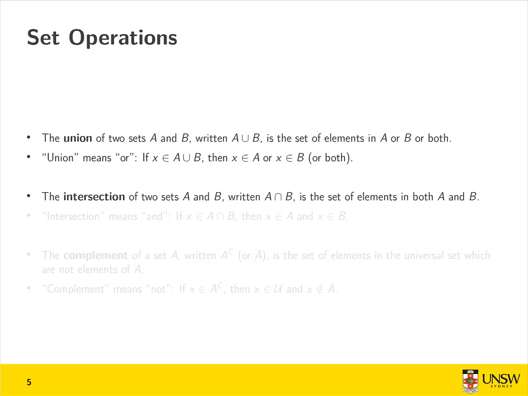The intersection of two sets is denoted by an inverted union symbol and represents the set of elements found in both A and B. We can similarly think of the intersection as describing the logical concept AND. If an element X is in A intersect B, then we know that X belongs to A and X belongs to B.